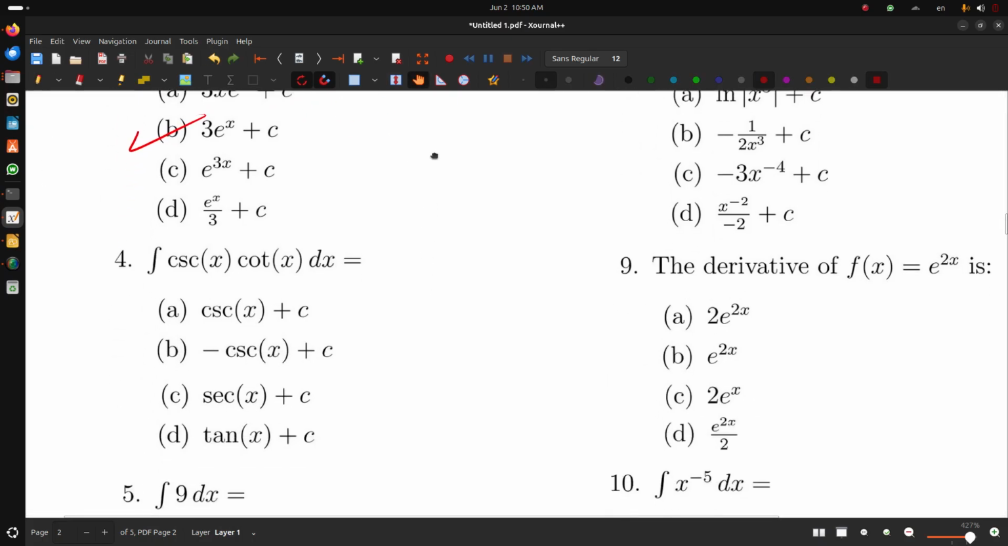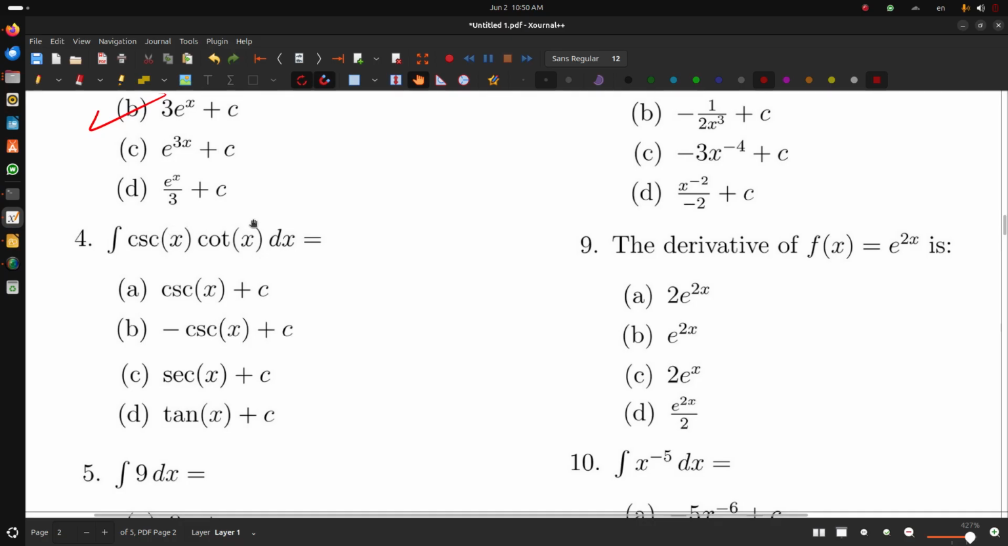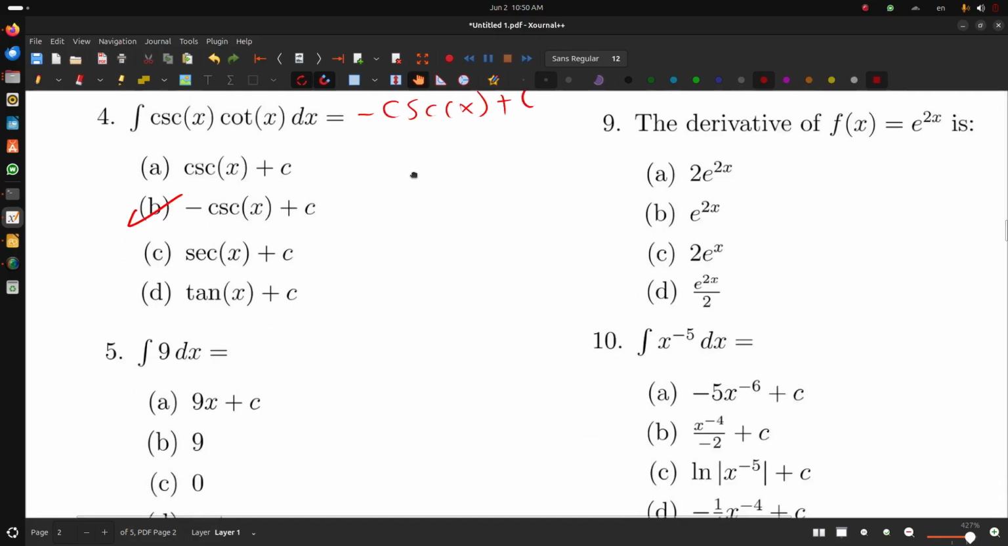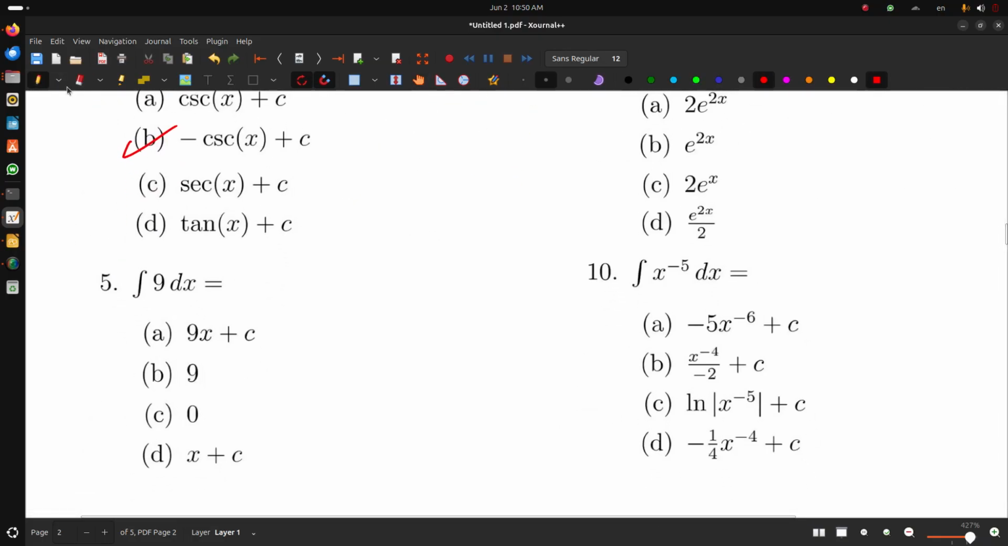Okay, next one, I need the integration of cosecant cotan. You remember the triangle, it was cosecant, negative cosecant, cotan. So if you hide cosecant and cotan, you will come up with negative cosecant x plus c, which is the second option.